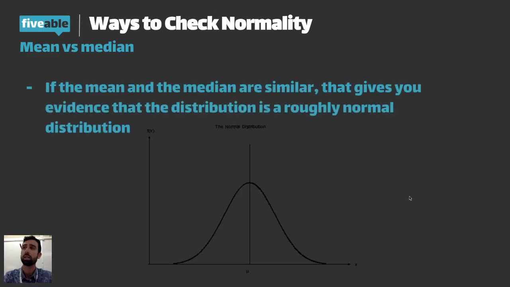And again, we'll look at that at a later time to see if that's a good way to check as well, using one of the practice problems. So if the mean and the median are similar, that gives you evidence that the distribution is a roughly normal distribution. So let's dive into some practice.